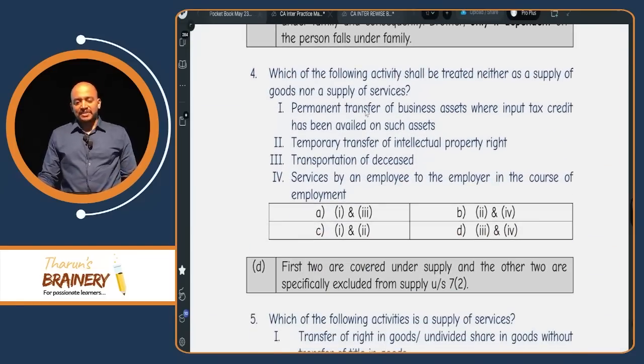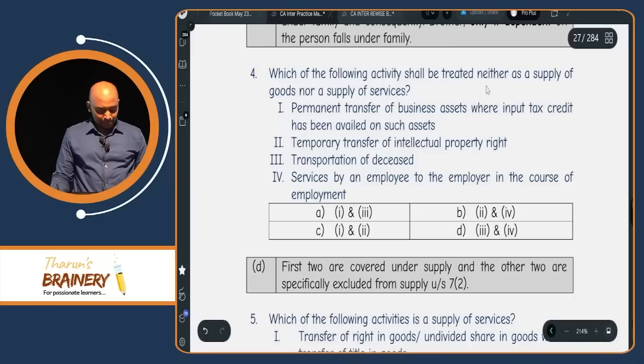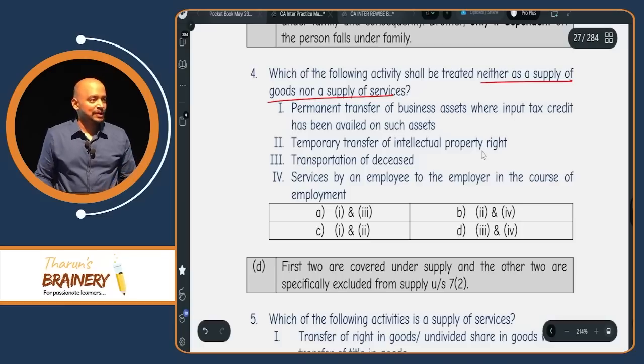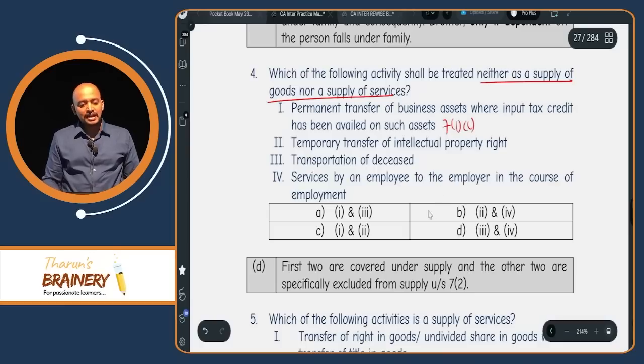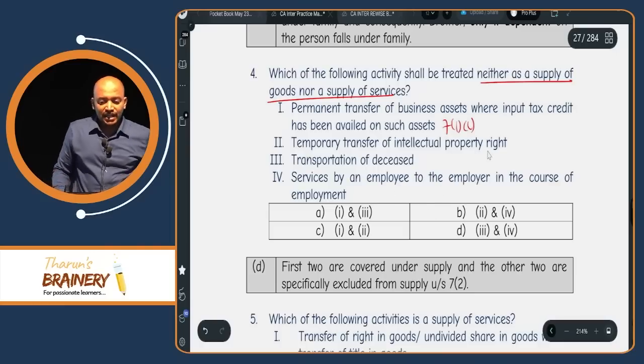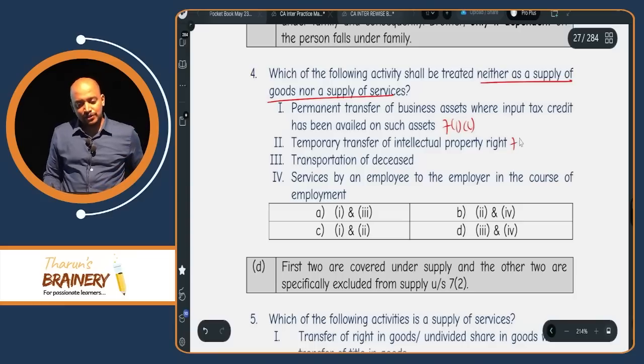Which of the following activities shall be treated neither as supply of goods nor as supply of service? Means what? It is excluded from supply or not a supply. Permanent transfer of business asset where ITC has been availed on such asset. Is it supply or not a supply? Supply, under 7(1)(c). Temporary transfer of intellectual property right. That is also supply under 7(1)(a).